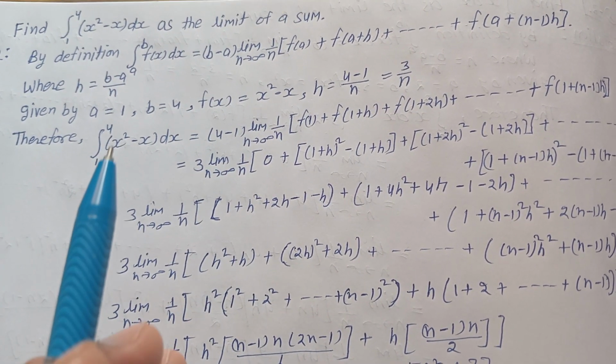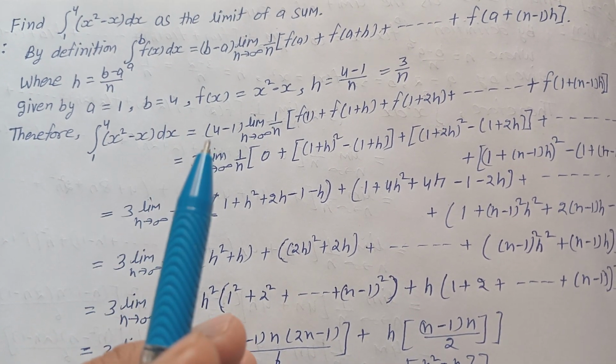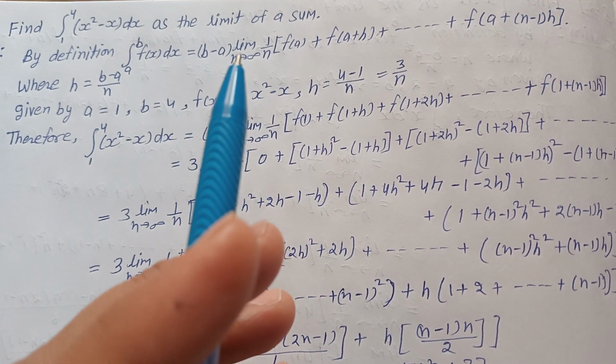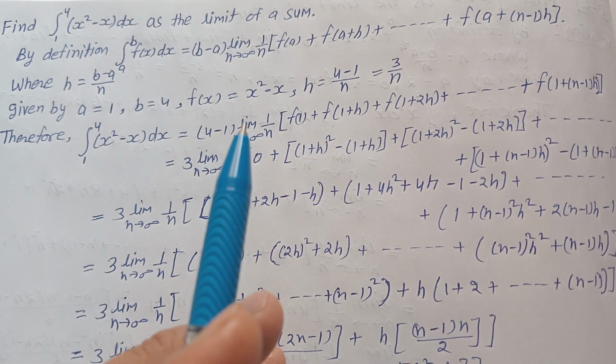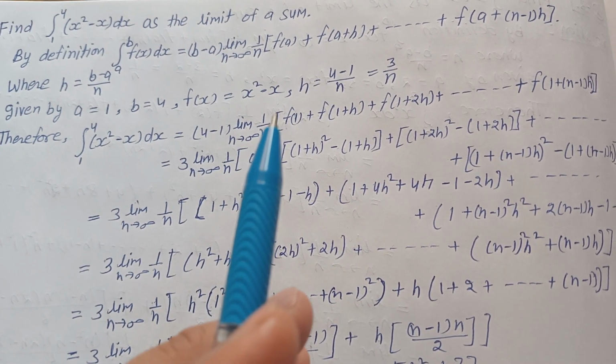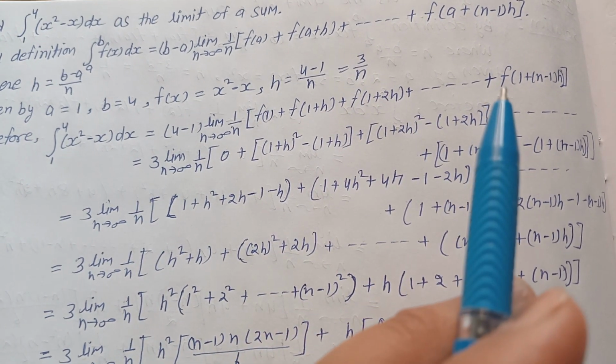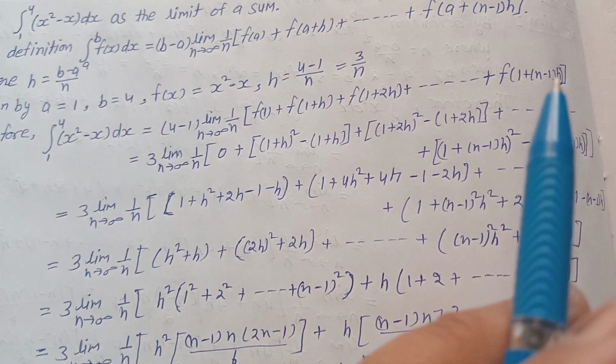Therefore, integration of 1 to 4 of (x square minus x) dx is equal to, put these values in the standard form of the definition. So (4 minus 1) limit n tends to infinity 1 upon n bracket of f of 1 plus f of 1 plus h plus f of 1 plus 2h plus ... plus f of 1 plus (n minus 1) into h.